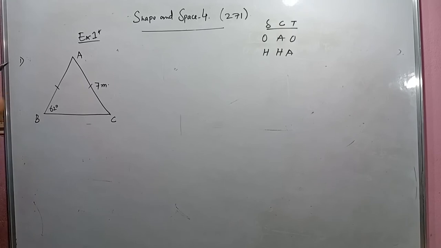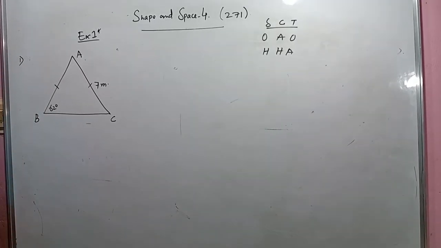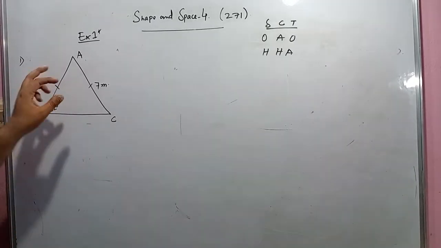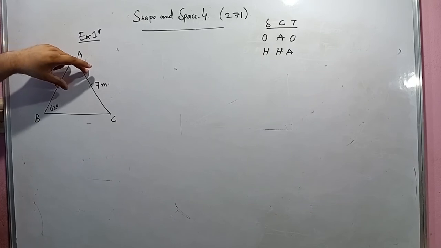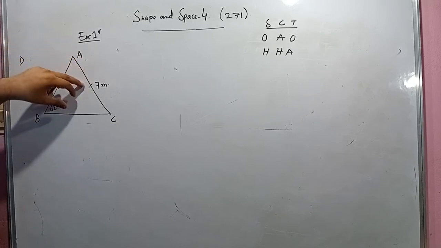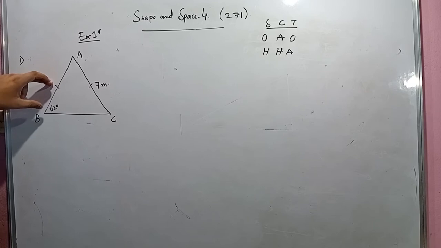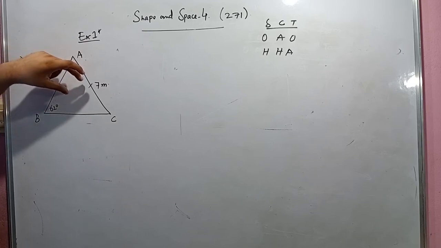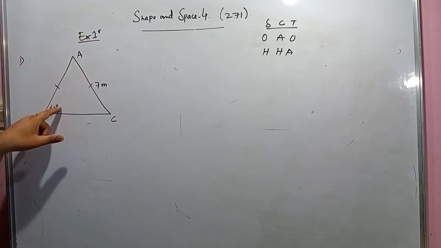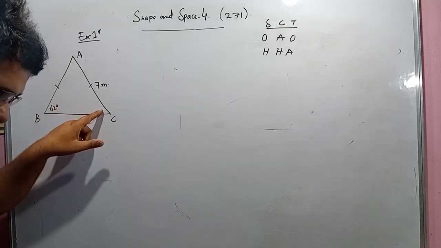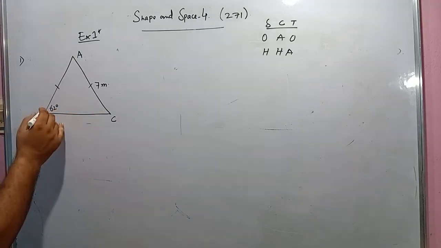Now you can see question number 1 from Exercise 1 star. It is a triangle. In the triangle, two sides are equal. This is an isosceles triangle, so this is 7 meter, this is 7 meter. When two sides are equal, the base angles will be equal. This is 62 degree. This angle will also be 62 degree.